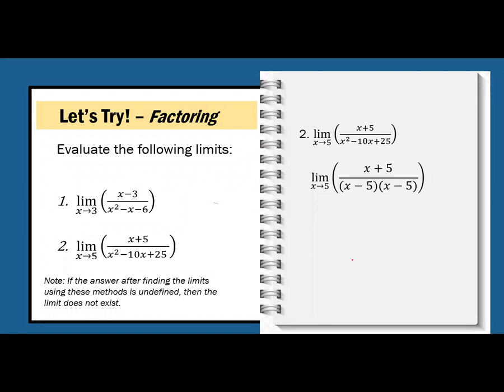Meaning to say, we can just proceed with the direct substitution method. And by doing so, we'll have 5 plus 5 over 5 minus 5 times 5 minus 5, which is equal to 10 over 0, which is undefined. Therefore, the limit of our function in number 2 as x approaches 5 is equal to DNE, or the answer is undefined, meaning to say the limit does not exist. So take note, if the answer after finding the limits using these methods is undefined, the limit does not exist.